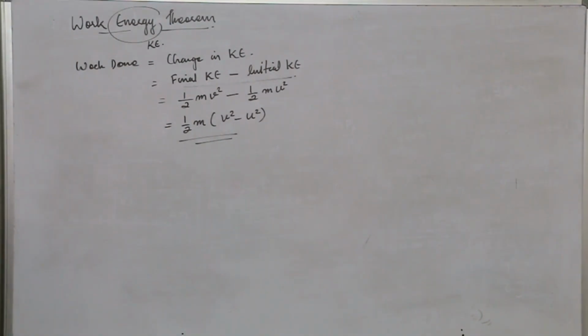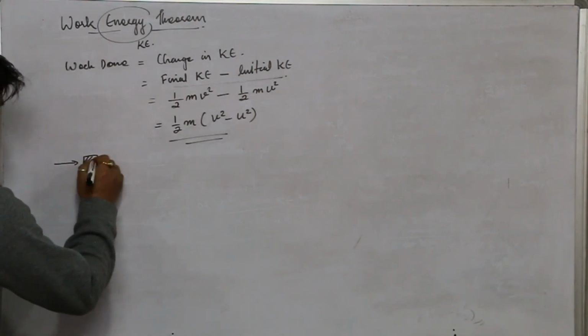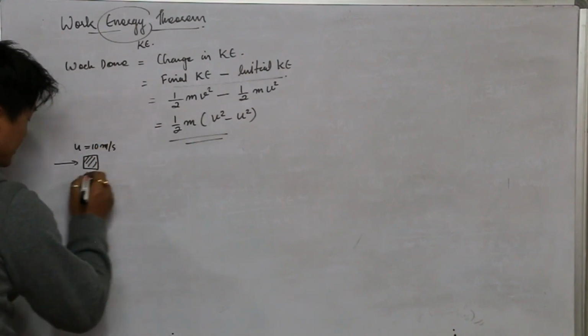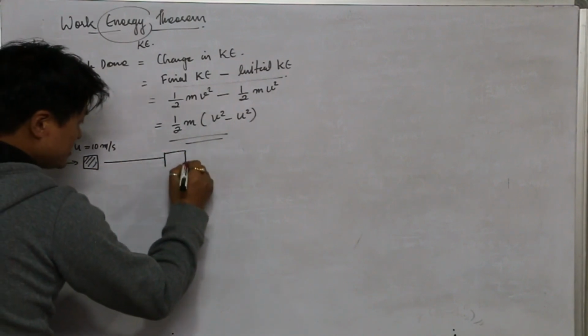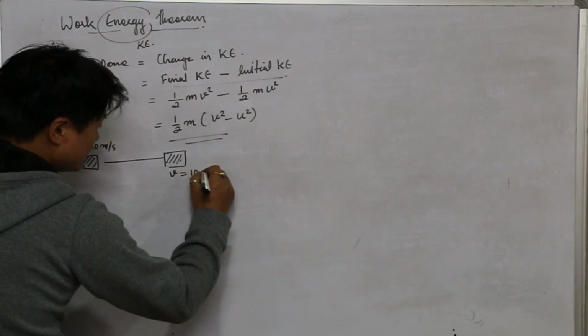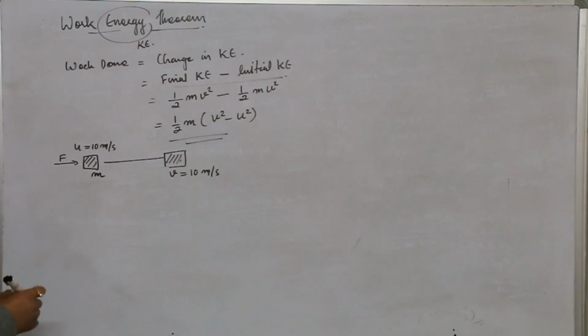According to the work energy theorem, the work done by a moving body in the direction of the force is equal to the increase in kinetic energy. Let's take one example. If the body is moving with initial velocity u equals 10 meter per second and the force is applied in the direction of the motion, then the velocity of the body increases. Final velocity will become 30 meter per second and the mass of the body is m.